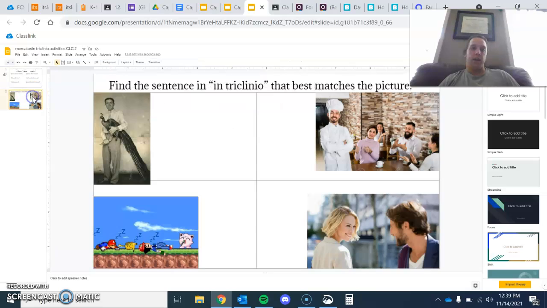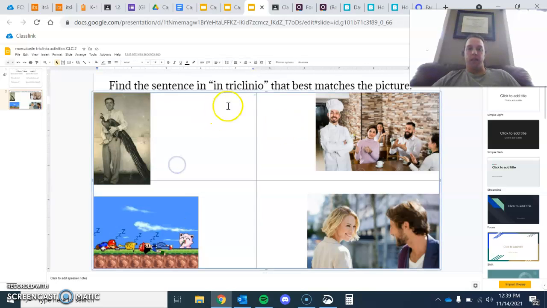And then the second worksheet on the back, you will see 4 random pictures I took off the internet. And it says, find the sentence in the story In Triclinio that best matches each picture. Here we have a guy holding a peacock. Here we have a chef looking pretty happy. Over here we have someone singing and a bunch of people asleep. Jigglypuff, shout out. And then over here we have what looks like a little romance sparking.